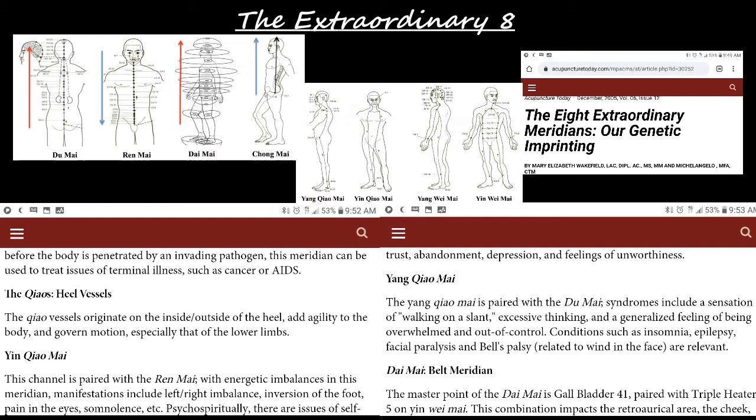Number 7 is the Chiao Mai, and the Chiao Mai has the yin and the yang points to them. And it's the heel vessel. Its origin is both the inside and the outside of the heel, and it brings agility to the body and controls motion as well, especially the lower limbs. Now the Yin Chiao is paired with Ren.